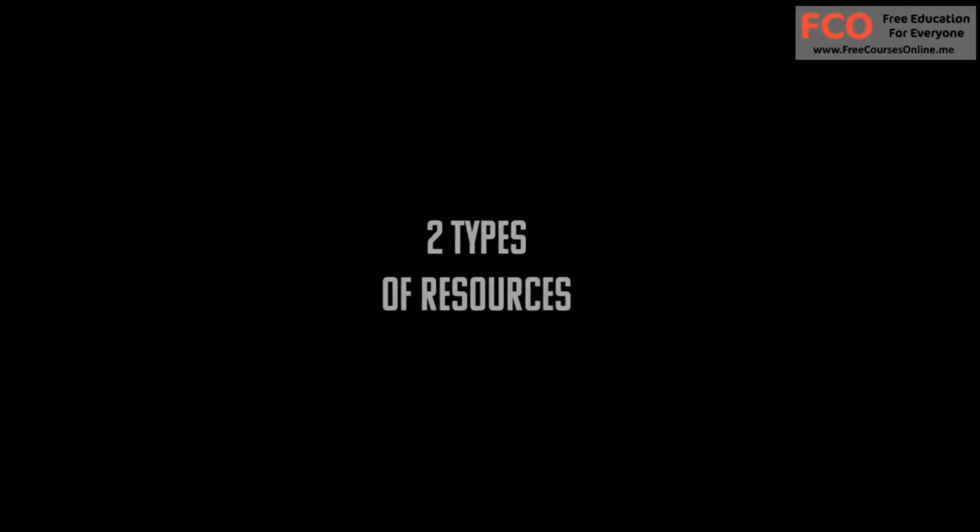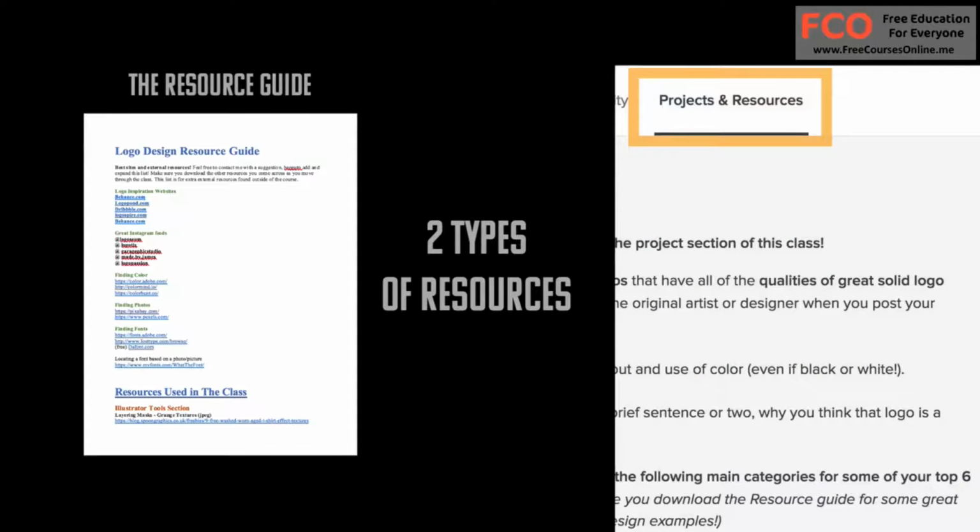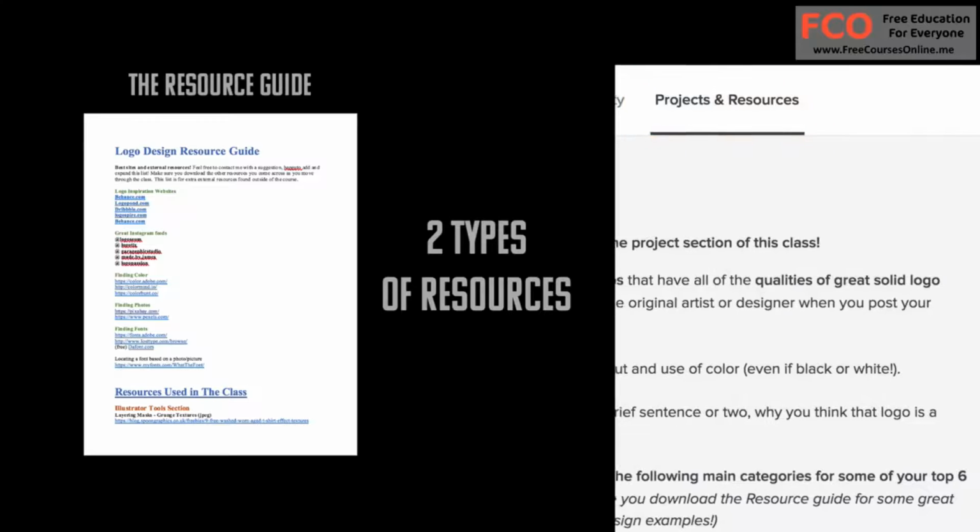There are 2 things about the resources in this class that you need to be aware of. The first resource, which is called the Resource Guide, has a link to helpful external resources and websites. You can find this and all the other resources referenced in the course by going to the project section of this course and finding the downloadable files.